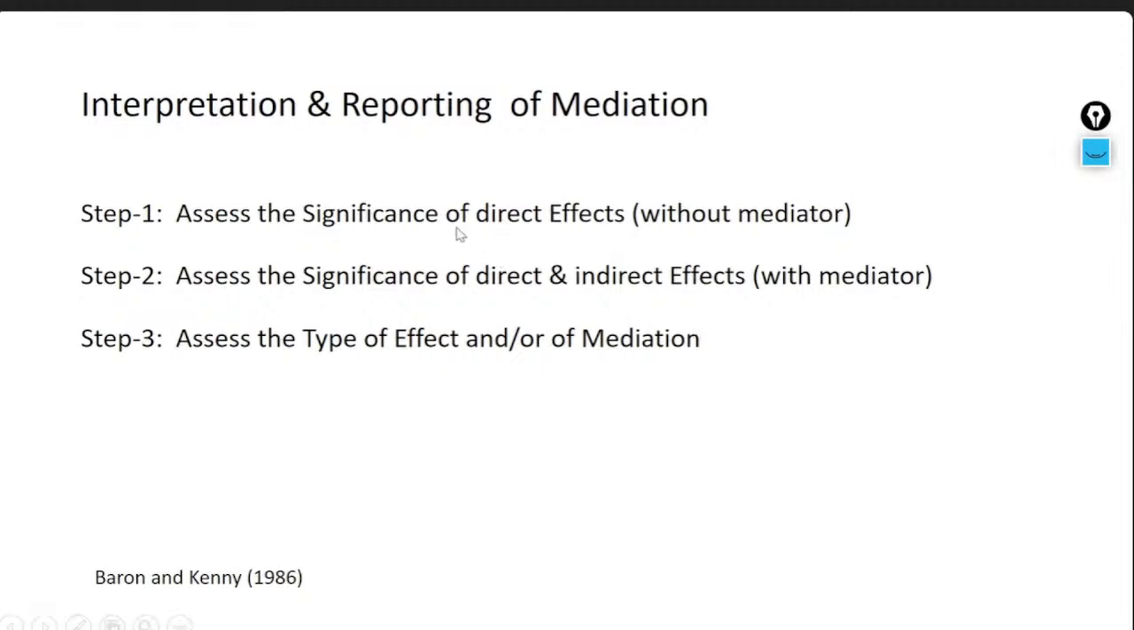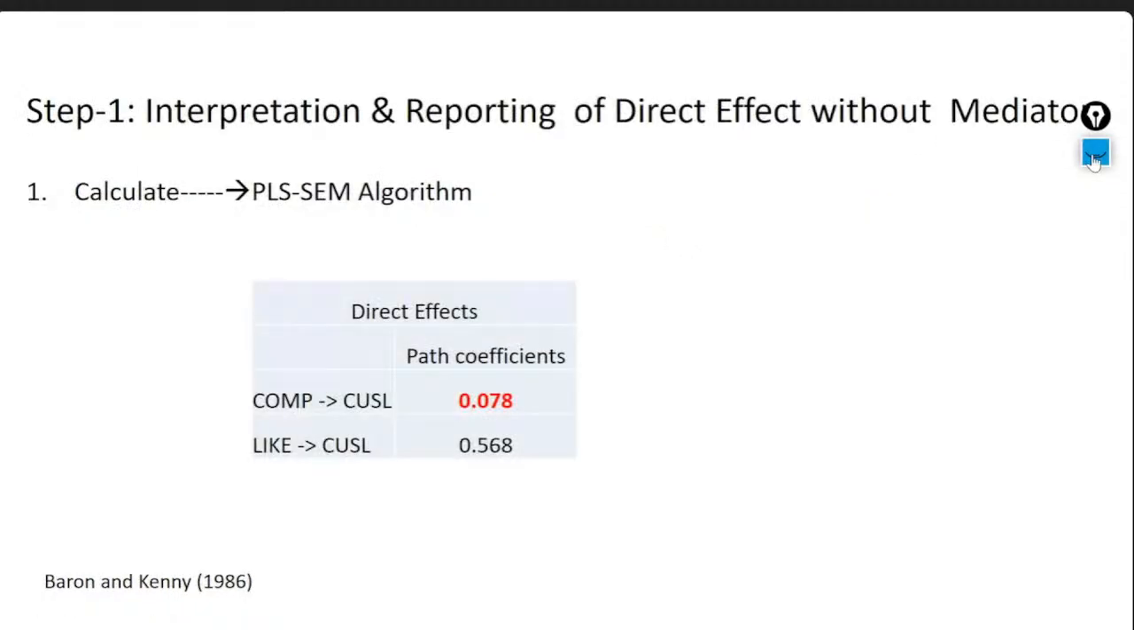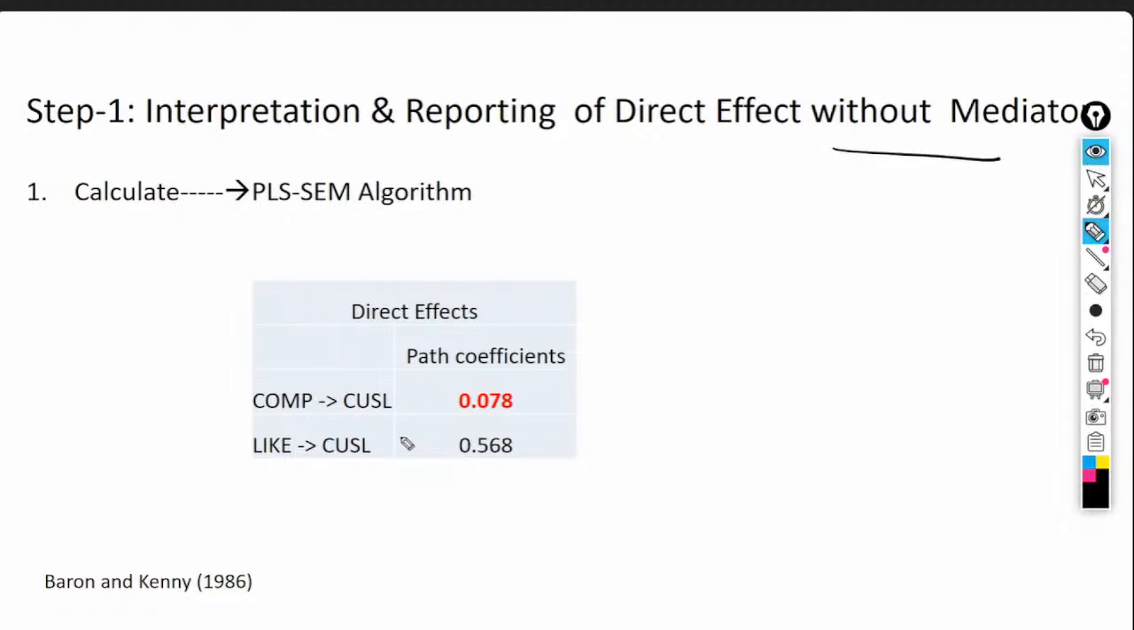So first of all, we will assess the significance of the direct effect without the mediating variable. I'm not including the mediating variable, customer loyalty. I'm just checking the direct effect of competence with customer loyalty and likability with customer loyalty. When I exclude the mediating variable, I found that competence and customer loyalty is not significant because its path coefficient is very low.